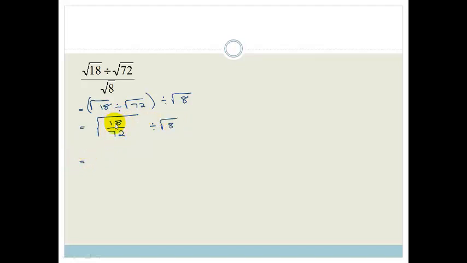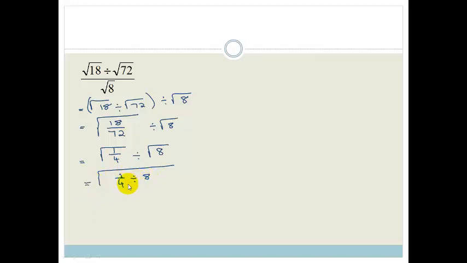So the square root of 18 is what can go into both 18 and 72? Well, just a second, let's just see if 18 is divisible. It is. So this becomes the square root. 18 goes into 72 four times. It's the square root of a quarter, divided by the square root of 8. Okay. So now I'm going to bring those over each other. So it becomes the square root of a quarter divided by 8.